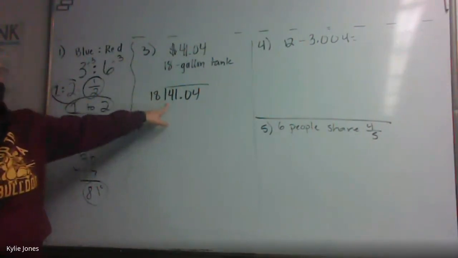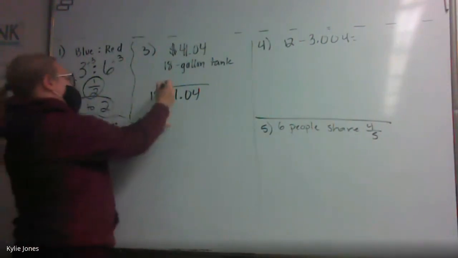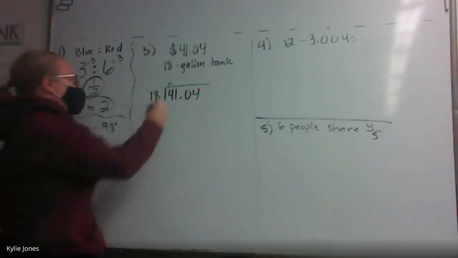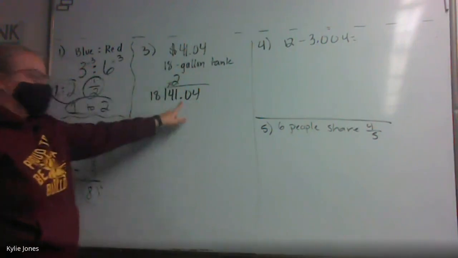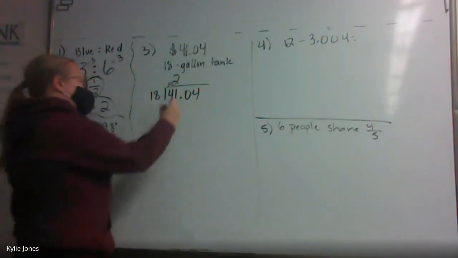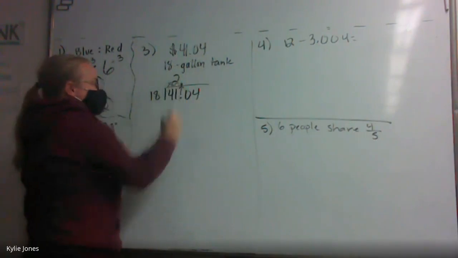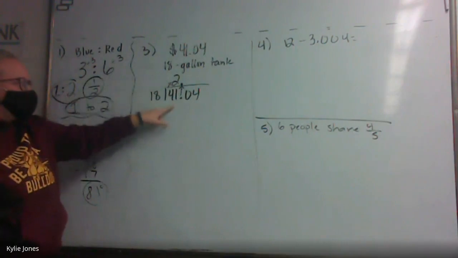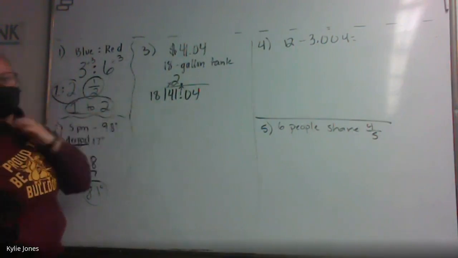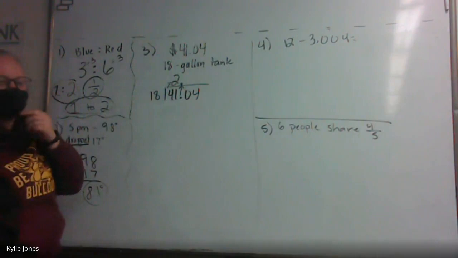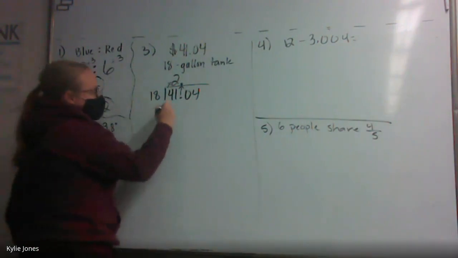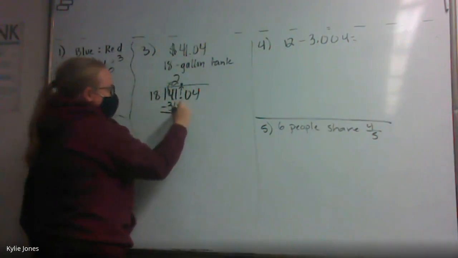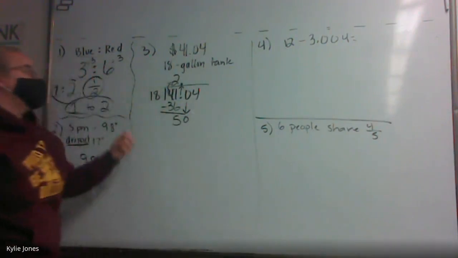Does 18 go into 4? No. Does it go into 41? Yes. How many times? Twice. What did I forget to do here with the decimal though? Good. I forgot to bring my decimal up, so there we go. Now we know that 18 goes into 41 twice. What is that multiplication? 18 times 2 is 36. Good. We have to subtract 36. We get 5. Drop down our 0. We get 50.